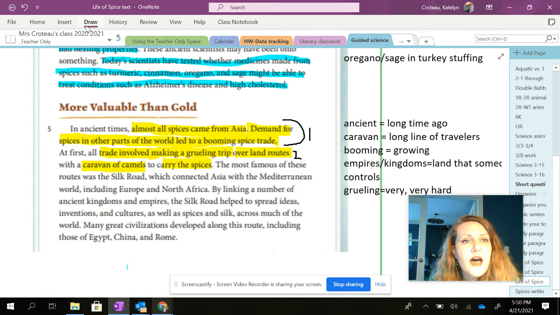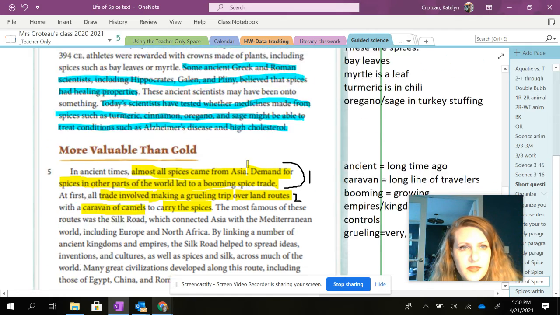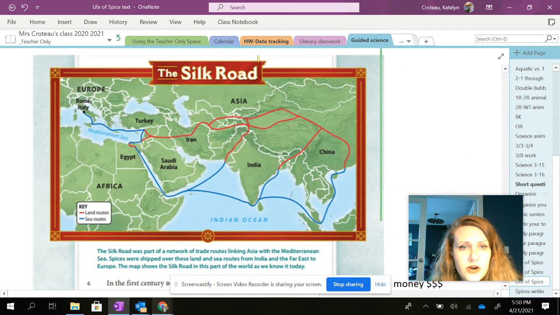The most famous of these routes was the Silk Road, which connected Asia with the Mediterranean world, including Europe and North Africa. So in the picture here, you see the Silk Road, and it connects all these different places, both by land and sea, that sort of help the trade move from mostly this area here in Asia to these other places in the Middle East and over all the way over to Europe. Look how far that goes.